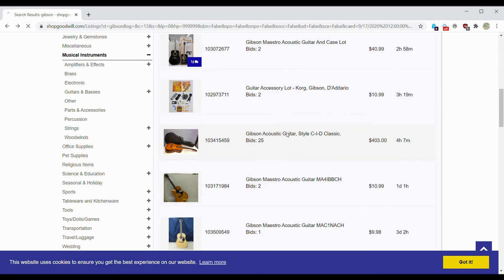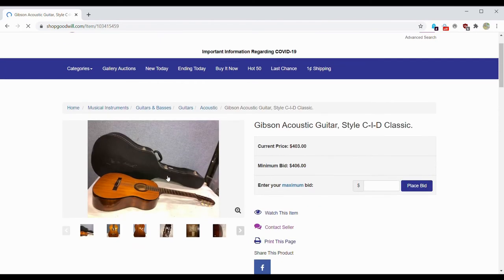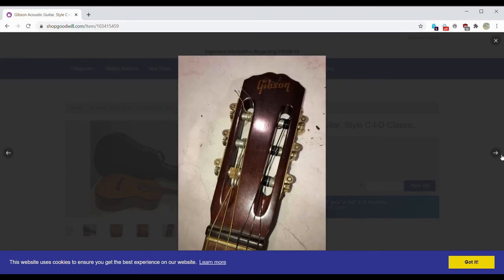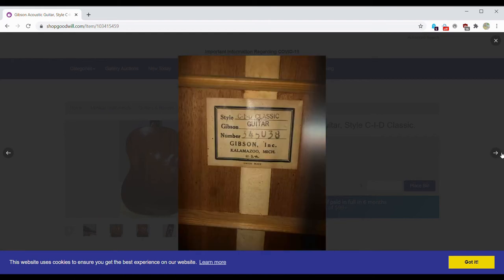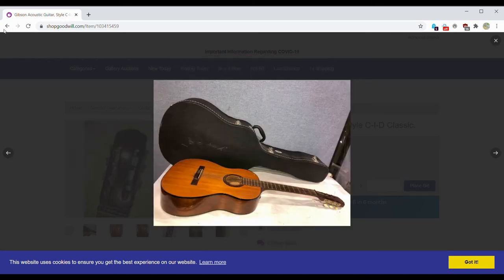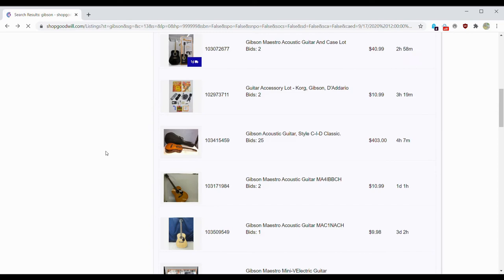There's an actual Gibson that's ending in 4 hours, and that is, I think, a reasonable price. I'm not too familiar with this particular guitar. Oh, you know why this is cheaper? Not a lot of people are into the classic Gibsons. This looks like an Epiphone headstock. I don't know if somebody cut the ears off with this. Kalamazoo, Michigan. Yeah, look at that. That's actually not a terrible deal. This is going to be gone probably before this video goes up, but if you're interested in a Gibson classical style guitar, there you go.